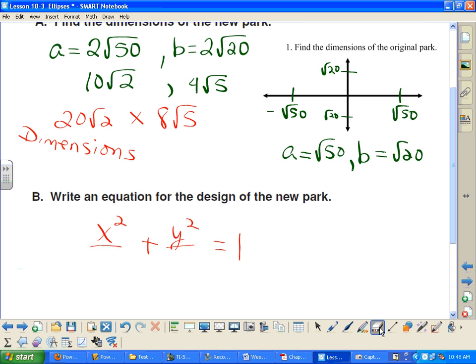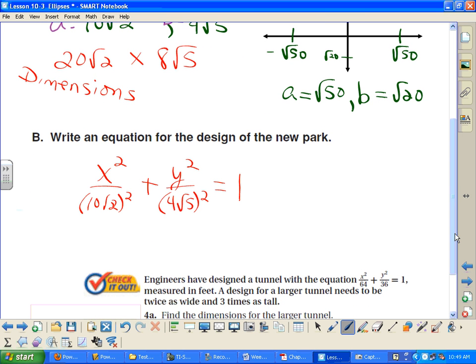What numbers am I squaring to get for the equation? Am I going to square the 20 and the 8 or the 10 and the 4? Which numbers represent A and B? This is A still, and this is B for the new one. The dimensions represent all the way across, not halfway, which is what the values of A and B are. So we're going to square 10 square roots of 2 and 4 square roots of 5.